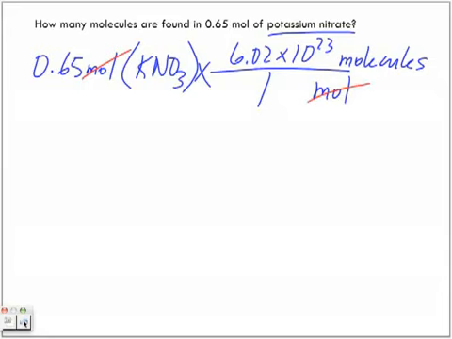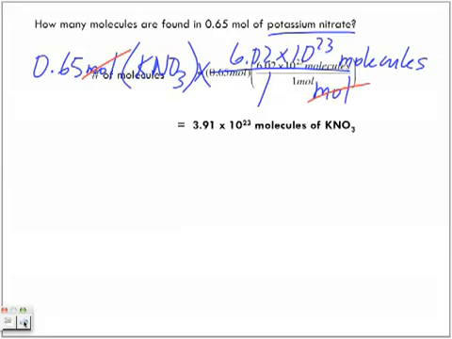So my answer will give me 3.91 times 10 to the power of 23 molecules of KNO3. And what's the question asking for, though? Atoms or molecules? Molecules. Oh, so we stop there. But if we were asked to find atoms, how many atoms are there in KNO3? 4 or 5? There are 5, right? So 5 atoms in 1 molecule.